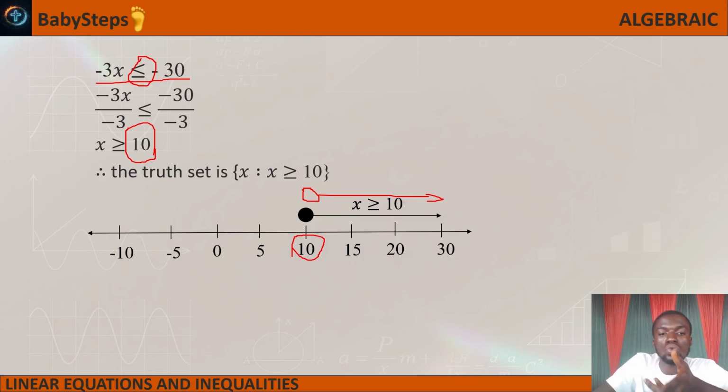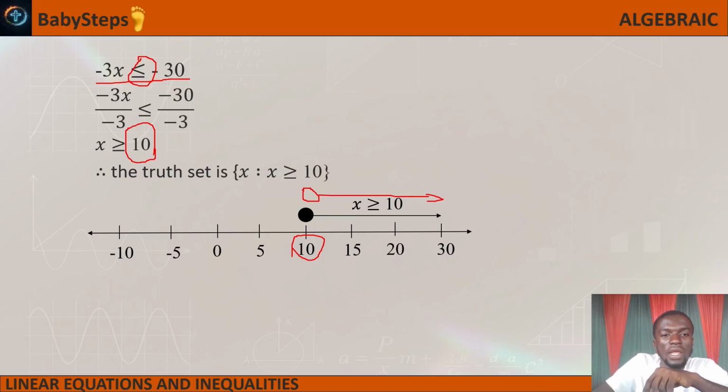The other way to look at it is you ask yourself, now they say x is greater than or equal to 10. So which side of the 10, on the number line, has the greater numbers? Here you can see 15 is greater than 10, 20 is greater than 10. Here 5 is less than 10, 0 is less than 10. So that means this is the side we are talking about. So you draw your arrow to the greater side, like the way I've already drawn.